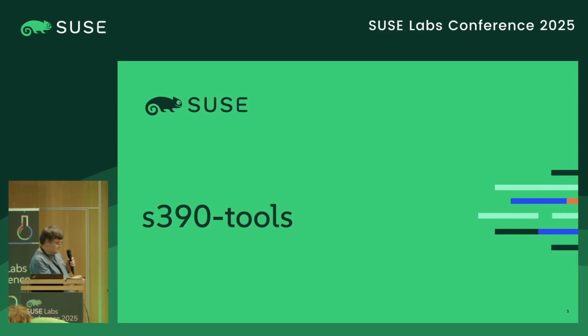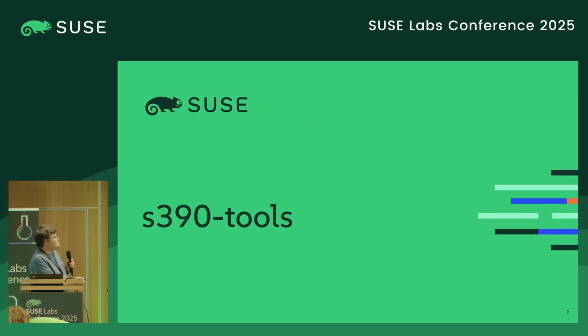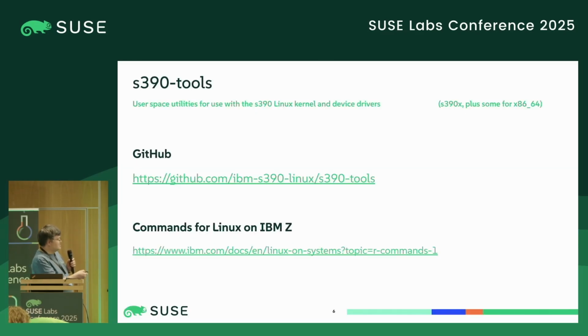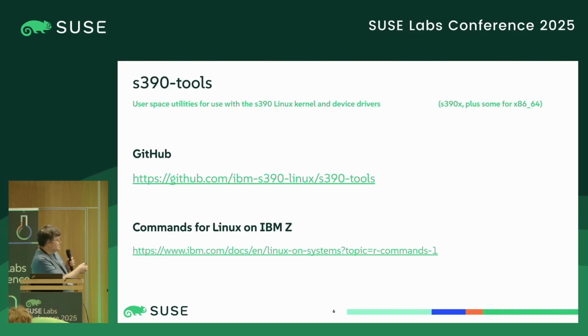So what is s390x actually? It's IBM mainframes. We don't have any others. s390-tools is the main package. When you have an ISO for s390x, you have these s390-tools included. Here is a GitHub link. You can check it, and there is a README file. You can find an explanation for every tool that we have.